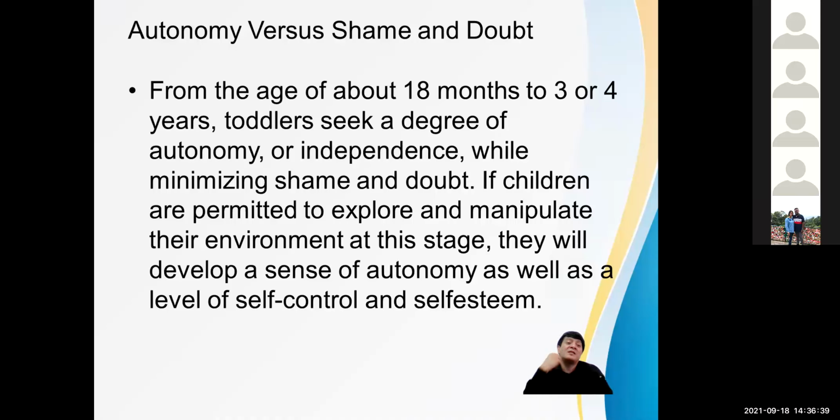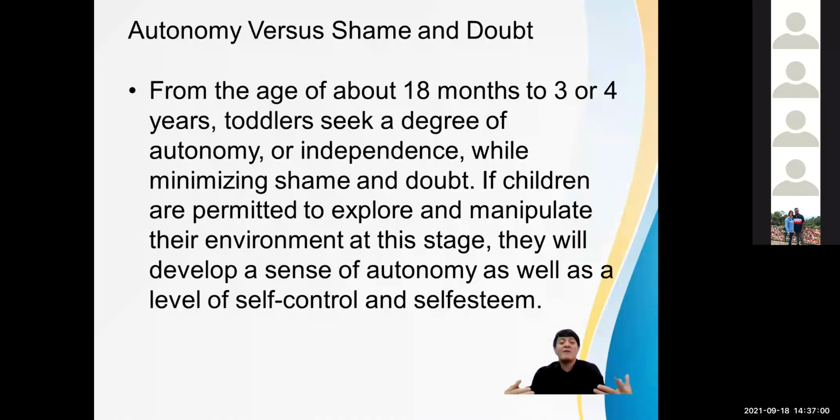Autonomy means the ability to do things on your own. From the age of 18 months to 3 to 4 years old, toddlers seek a degree of autonomy. They want independence, independent to urinate, independent to defecate. When they try to poo-poo and pee-pee on their own, they begin to become ashamed of what they have because they don't trust the environment of where they are.